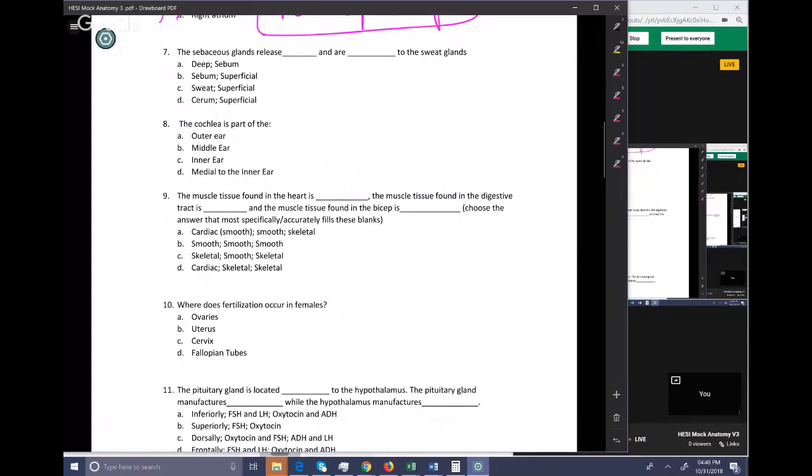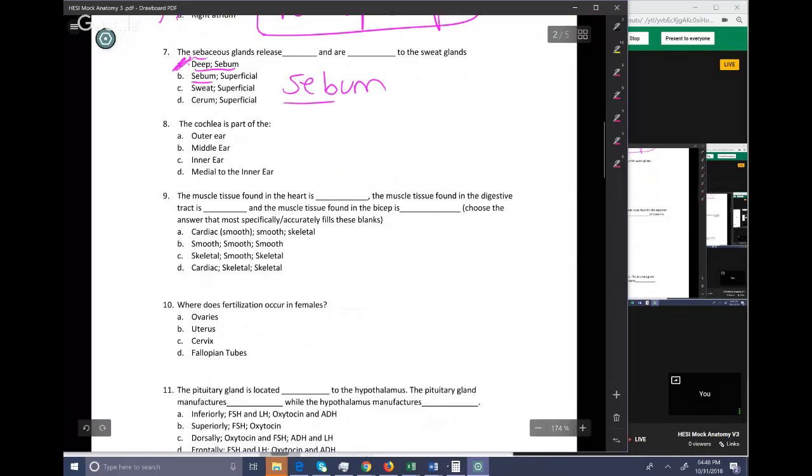The sebaceous glands release blank and are blank to the sweat glands. Again, probably one of these is easier for you to picture than the other. Most likely what the sebaceous glands release is the one that's easier. So sebaceous glands release sebum, as the name implies. There's actually only one answer that has sebum in the first spot. There is one other answer that has sebum, but it's written backwards because the first blank is what the gland releases. The second blank is where the gland is. So A is backwards. You can tell that right away. C and D have the wrong thing being released.